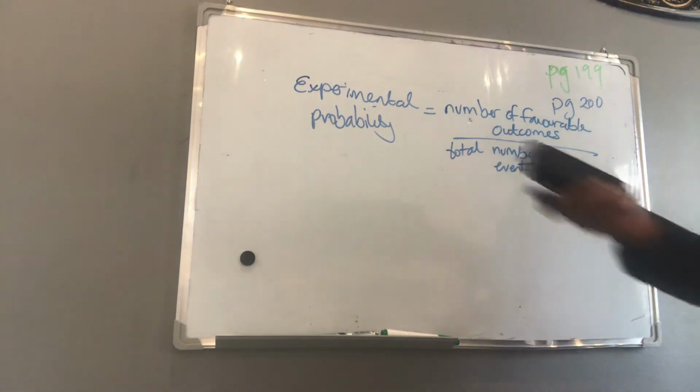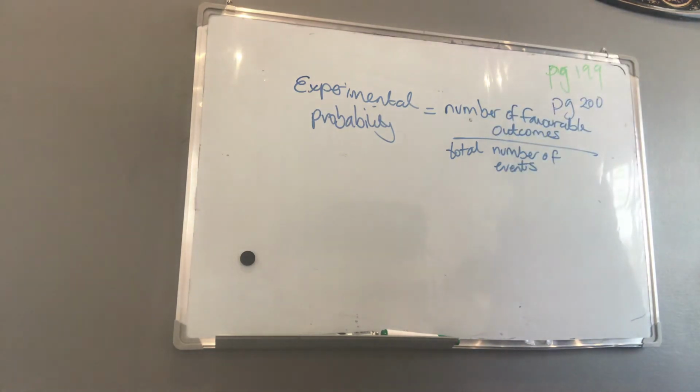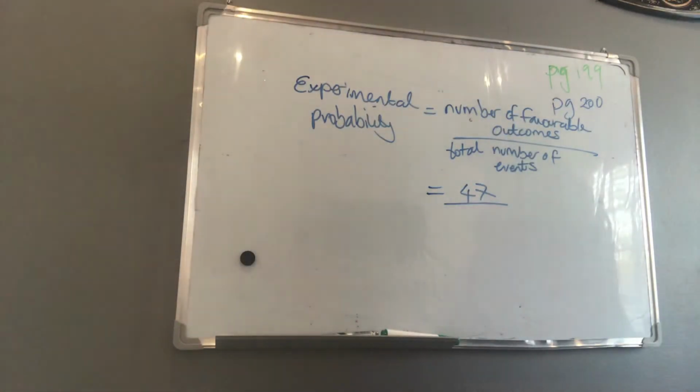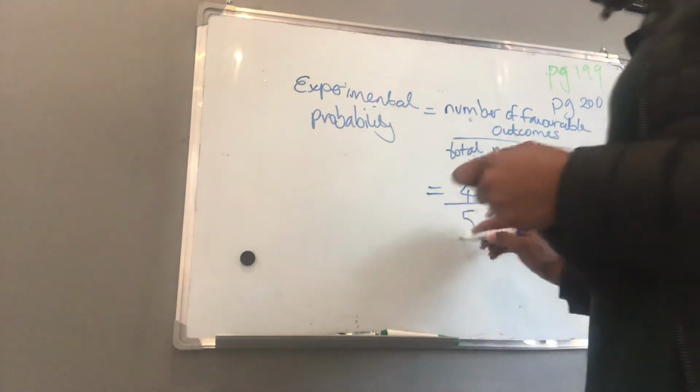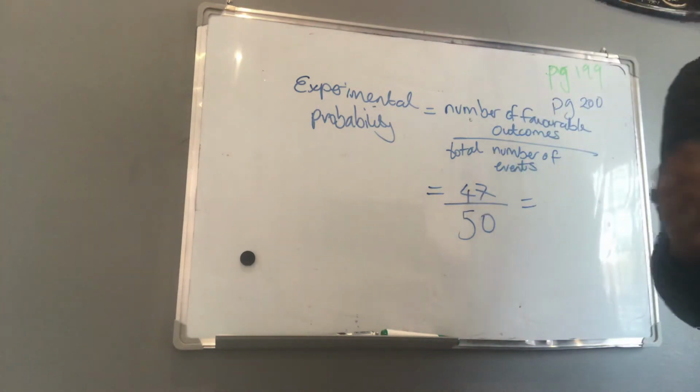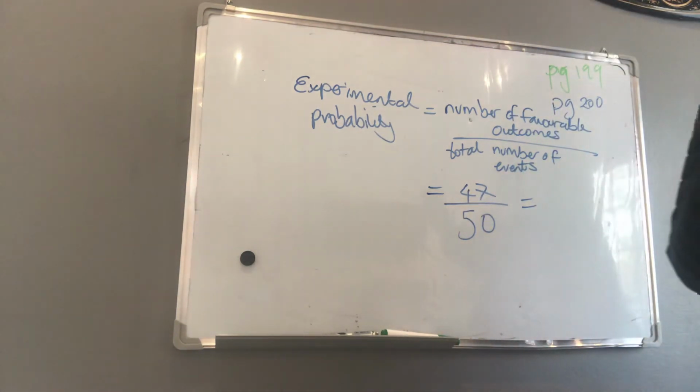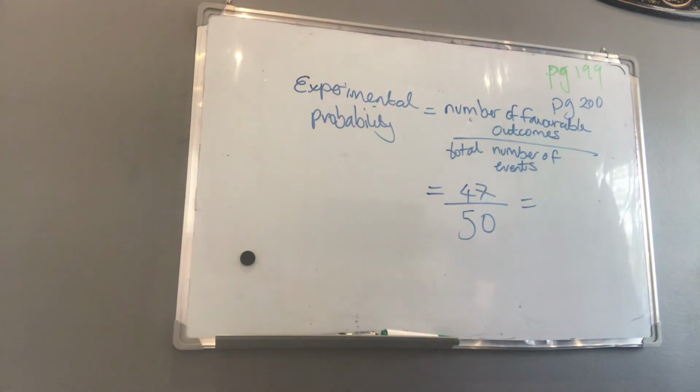When we're working out the experimental probability, we need the number of favorable outcomes. In this case, the favorable outcome is testing positive. So the frequency of testing positive is equal to 47. And then we have the total number of events, which in this case is equal to 50. As a percentage, since the theoretical probability is given as a percentage, you could work this out in percentage form, and you would have gotten 94%.